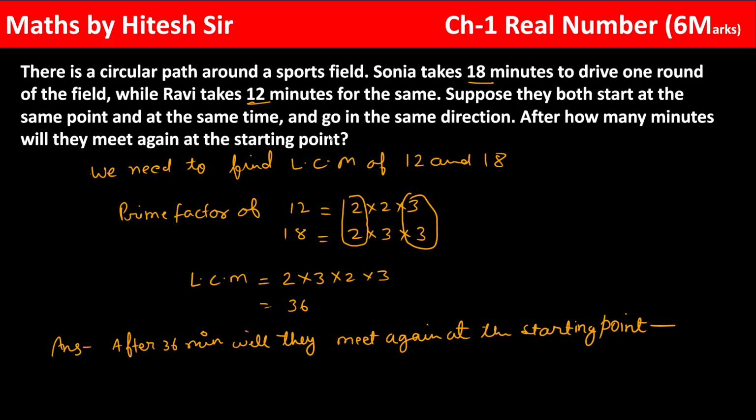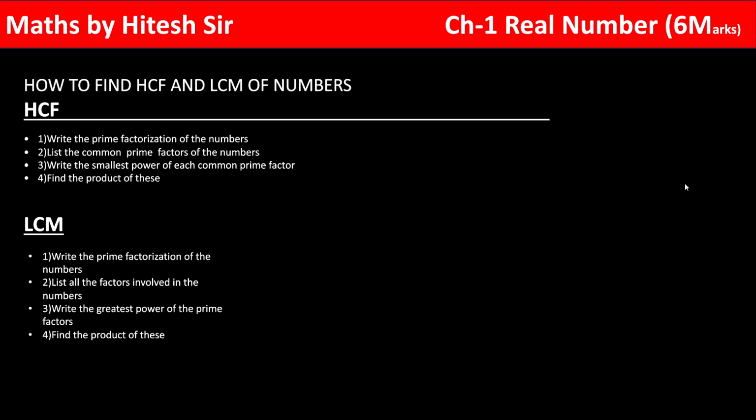Maybe the ringing of a bell, maybe a starting point. So you only need to find the LCM of the given numbers. Somewhere the question will ask for the greatest, so we need to find the HCF, and for the smallest we need to find the LCM. If somewhere it is asking for the greatest number or the smallest number, we need to find accordingly. So I hope this question is also important for your examination. Now we need to understand how we can find the HCF and LCM.